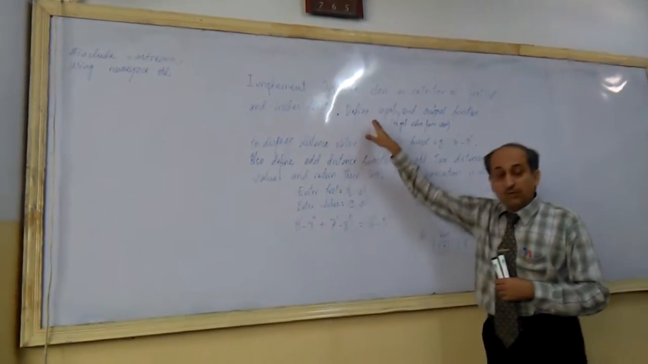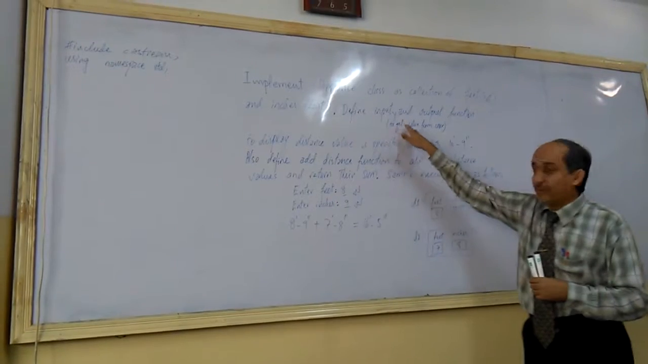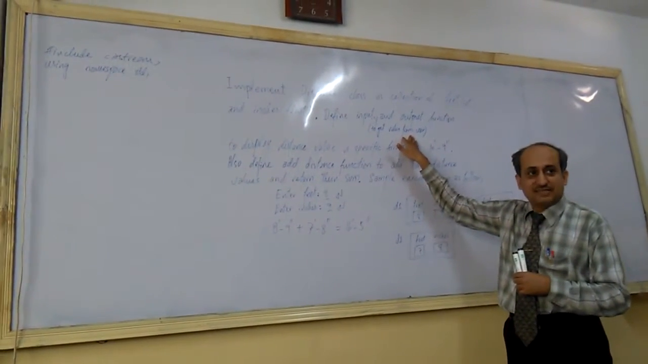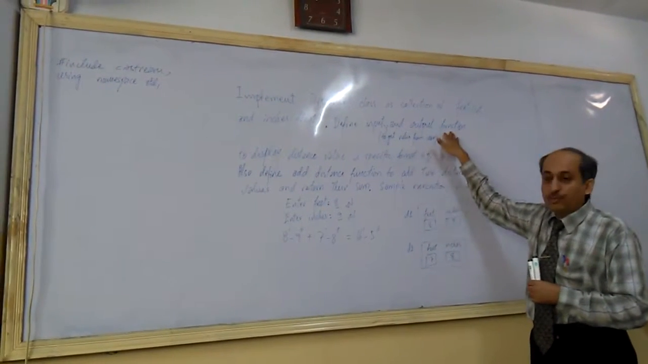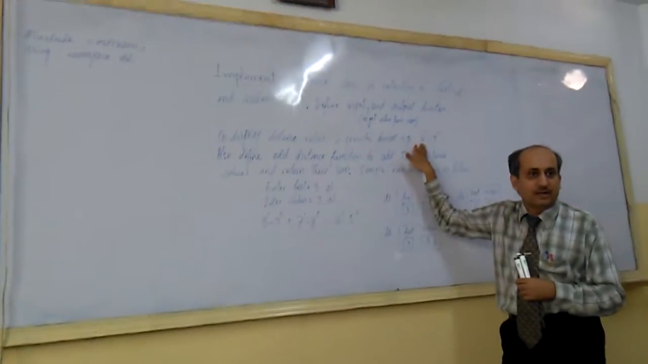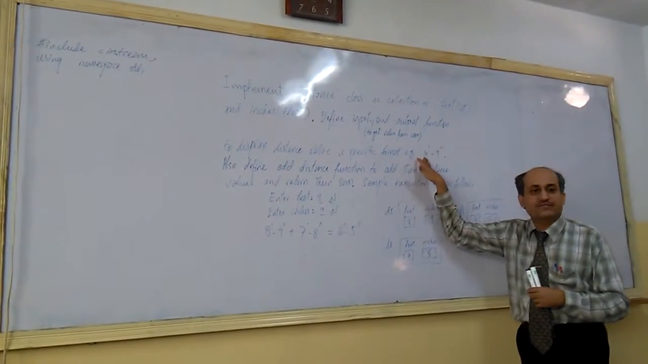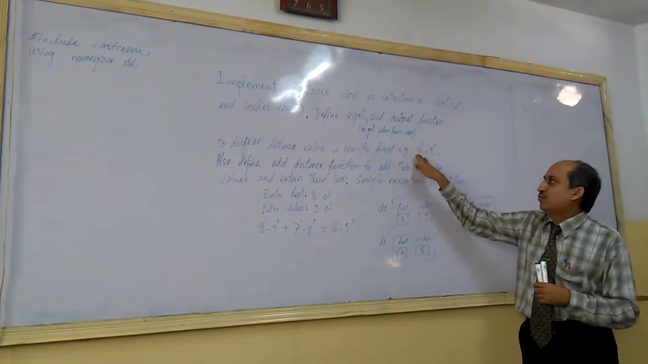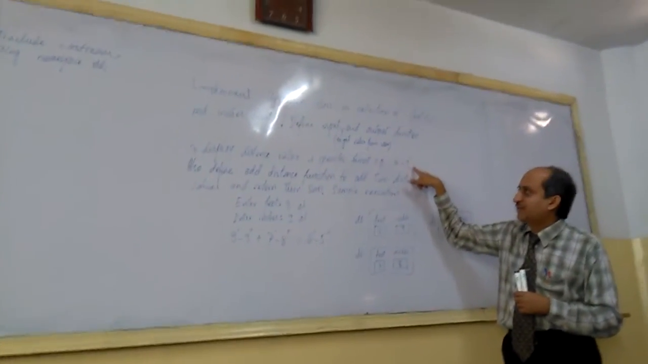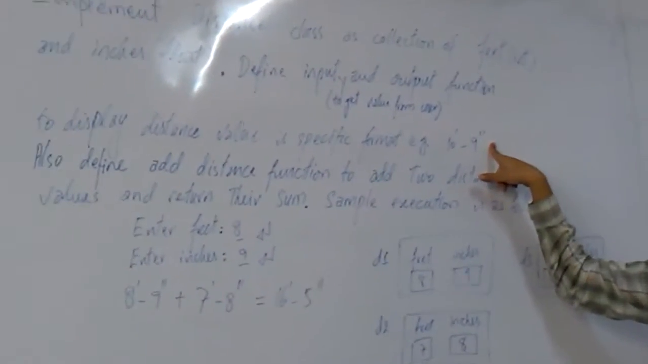And we are required to define an input function to get a distance value from the user, and an output function to display the distance value in a specific format. For example, if we have 8 feet and 9 inches, we may display it like this, with a single quote on feet and a double quote on inches.